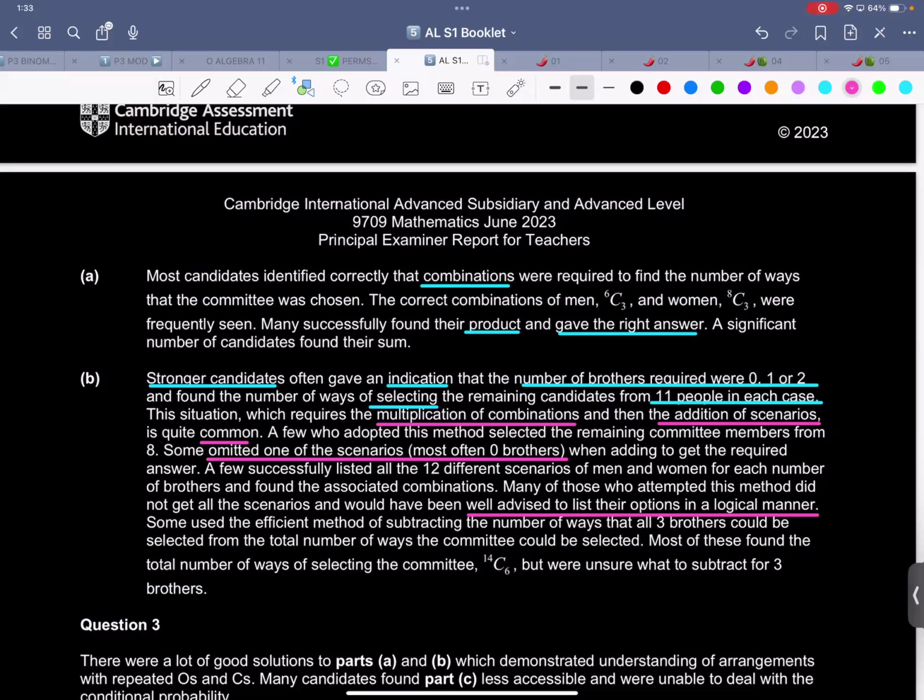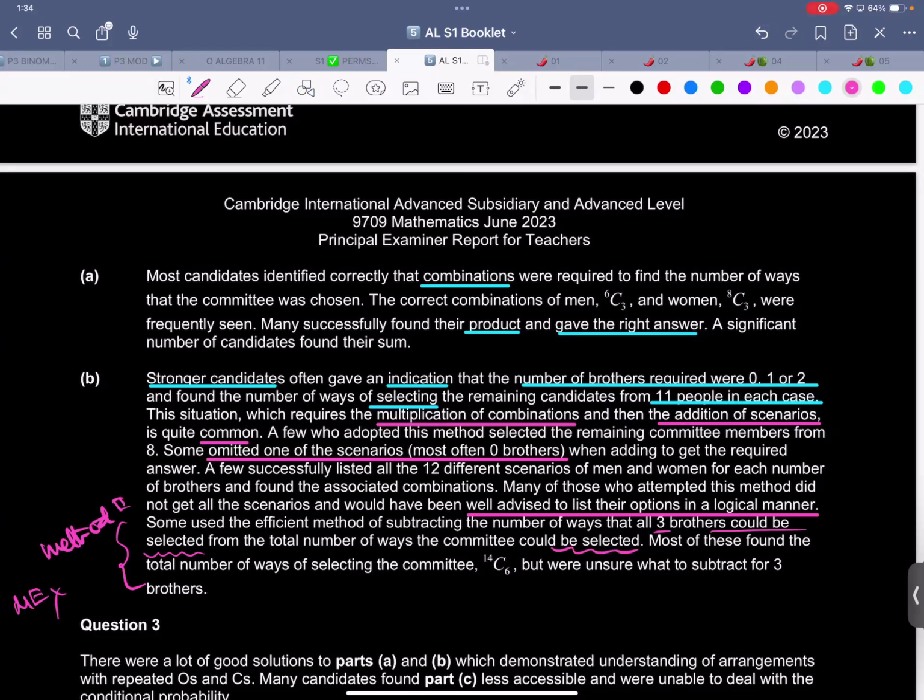Some use the efficient method. That is method number 2 that I talked about. So some use this as method number 2, based upon the concept of mutually exclusive, that use the efficient method of subtracting the number of ways all 3 brothers could be selected from the total number of ways the committee could be selected.